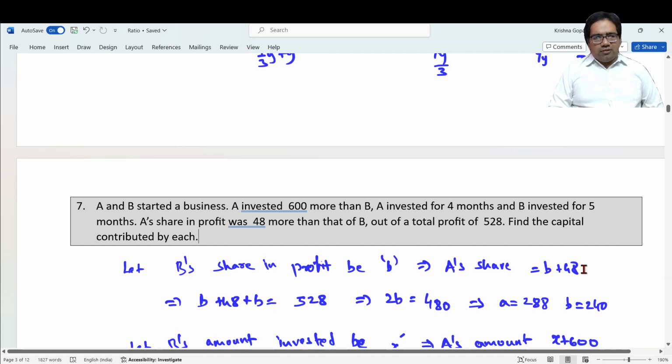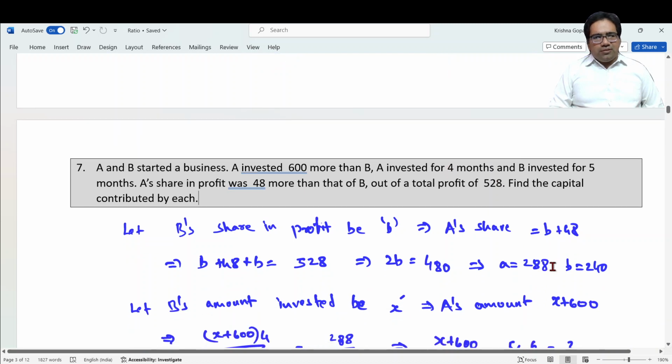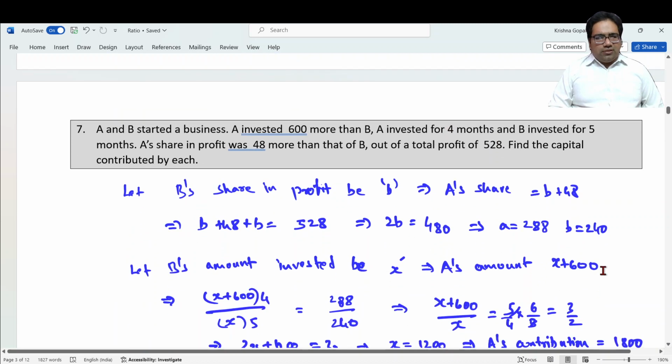Right? Because A equals B plus 48. B's share is 240 and A's share is 288. What does that mean? A's investment and B's investment should be in the ratio of 288 by 240. Now, what is A's investment? A invested 600 more and for 4 months. Let's assume x is what B has invested. So A invested x plus 600 for 4 months, so that's x plus 600 into 4. The profit will be divided in that ratio, right?